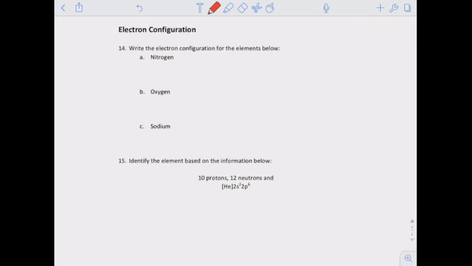Number 14, it says write the electron configuration for the elements below. We're just using our periodic table to map those out. And remember, they all follow the same order. It all starts with 1s. Nitrogen has 7 electrons, so 1s2. Now we're down to 5. 2s2. Now we're down to 3. For 2p, we only have 3 left, and they can all fit in 3, so 2p3.